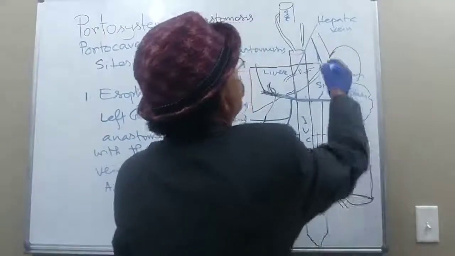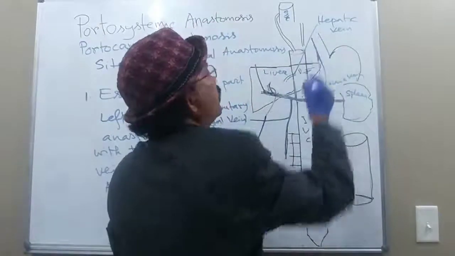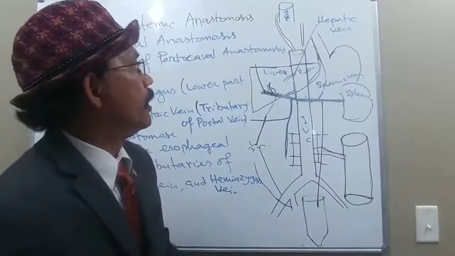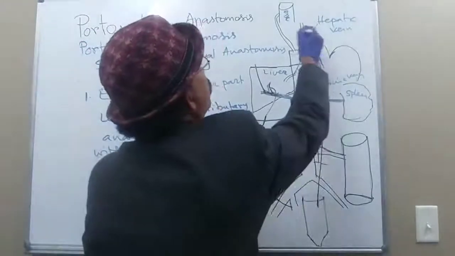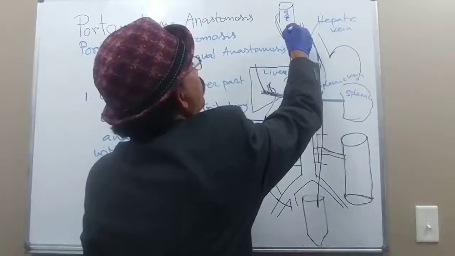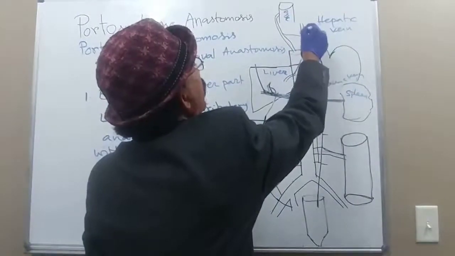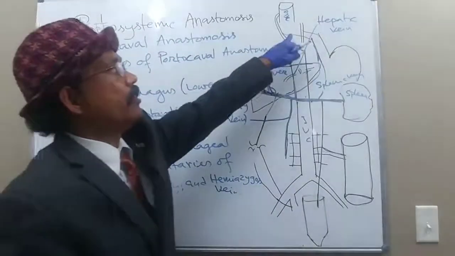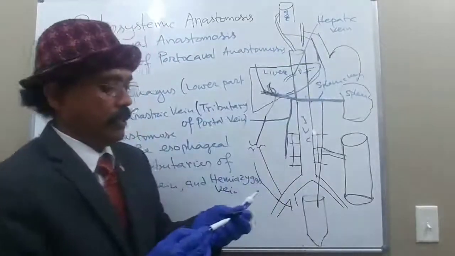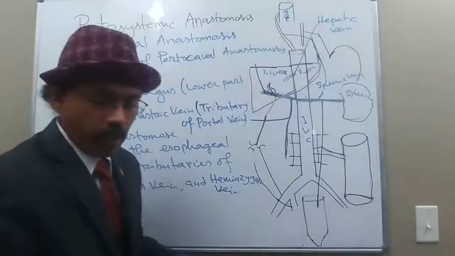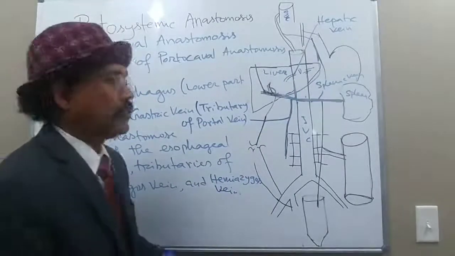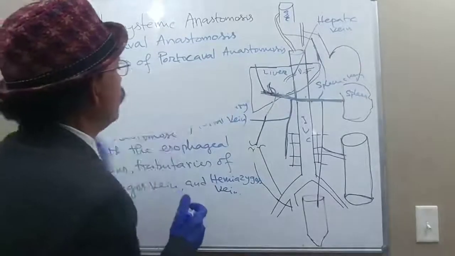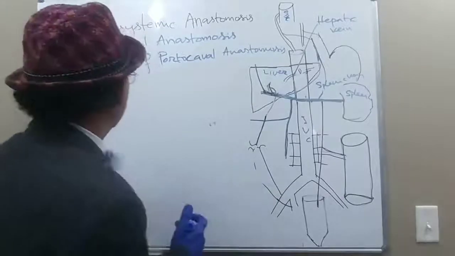Here this happens along the lower part of the esophagus. We have the left gastric vein, a tributary of the portal vein. It will anastomose with the esophageal veins, which are tributaries of the azygous vein or hemiazygous vein. Once the anastomosis is established, there will be engorgement of the submucosal veins in the esophagus.